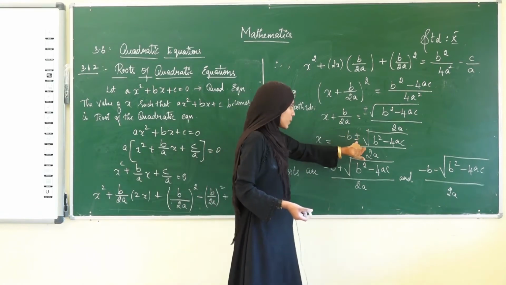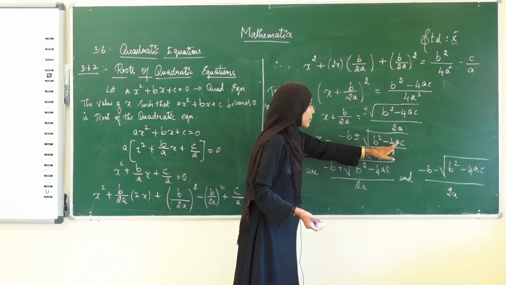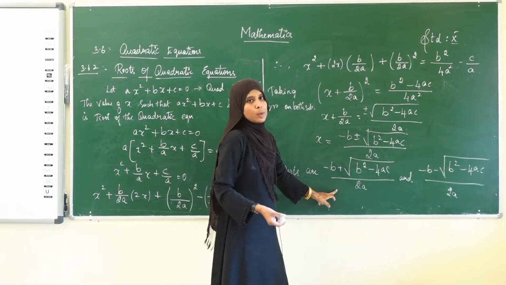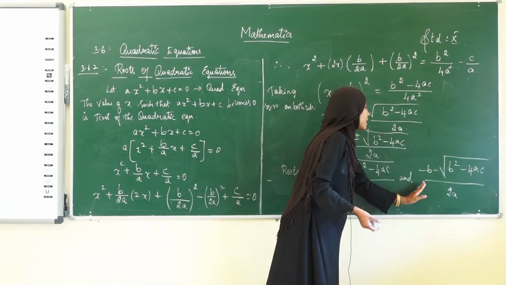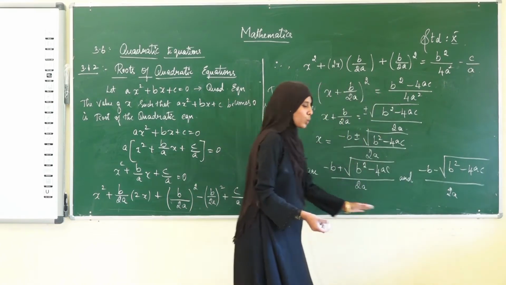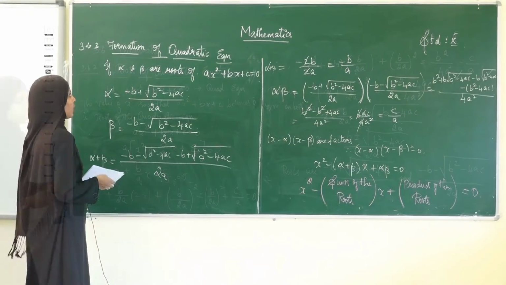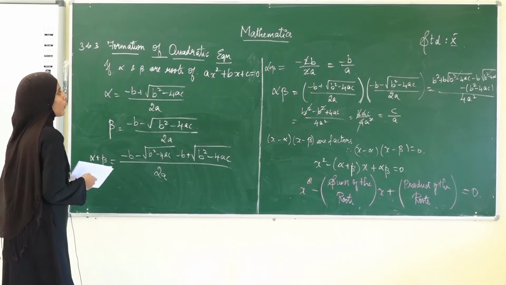The plus value is 1 root and the minus value is 1 root. Minus b plus root of b square minus 4ac divided by 2a is 1 root, and another root is minus b minus root of b square minus 4ac divided by 2a. These are the 2 roots of the given quadratic equation. So now we are going to see the formation of a quadratic equation.